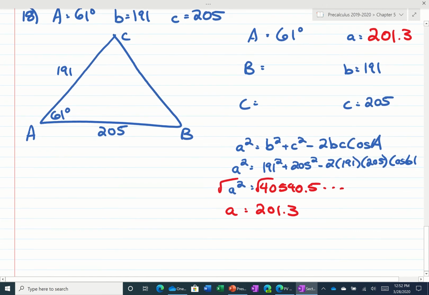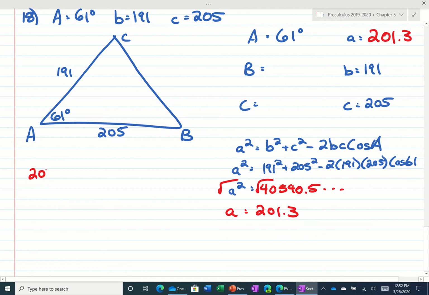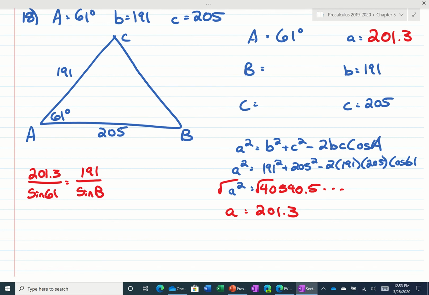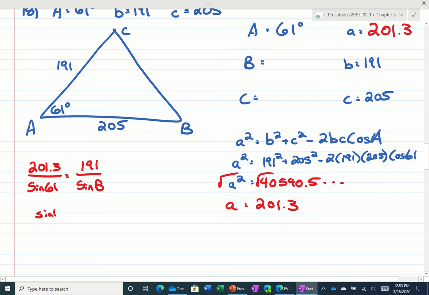And now that we have a side, we can complete a full law of sines fraction. And I'm going to get angle B. If this gives us an answer where the largest angle is not opposite the largest side, we have to get angle C first instead. Let's see what happens. 191 times the sine of 61 divided by 201.3 tells us that the sine of B is equal to 0.8298. And if we take the inverse sine of both sides, I'm getting that B is 56.1 degrees.